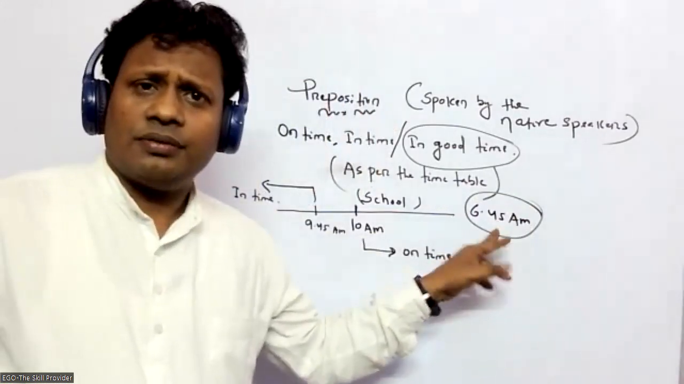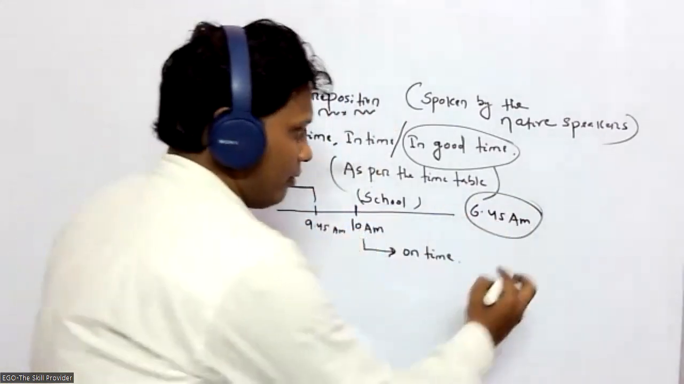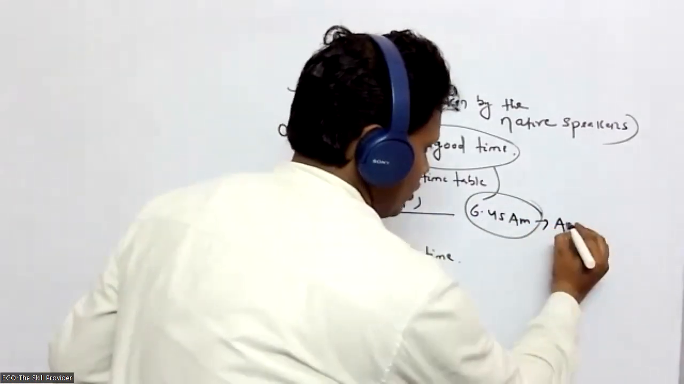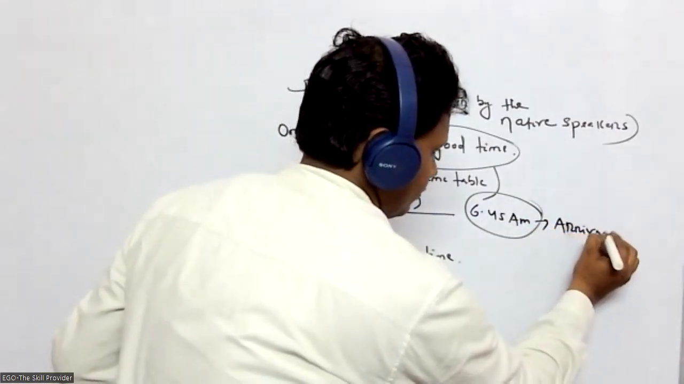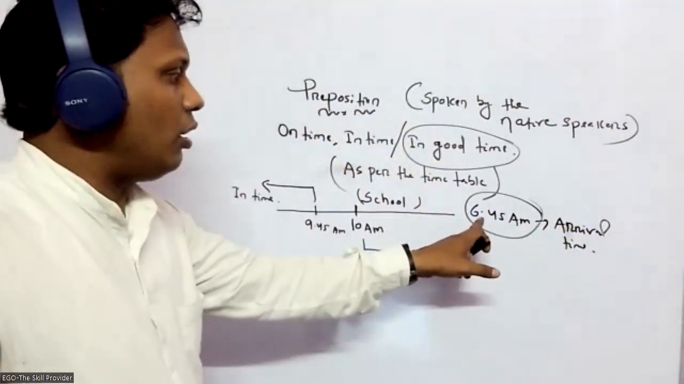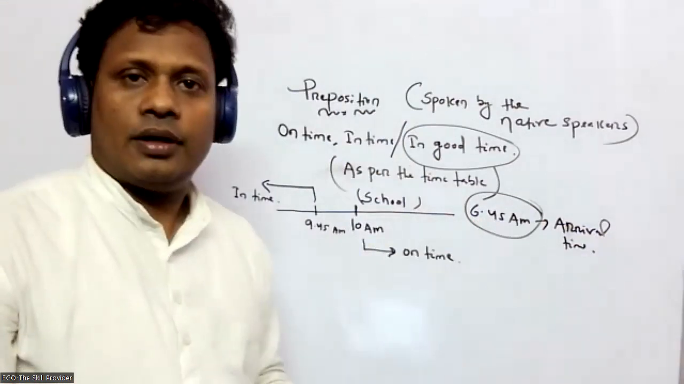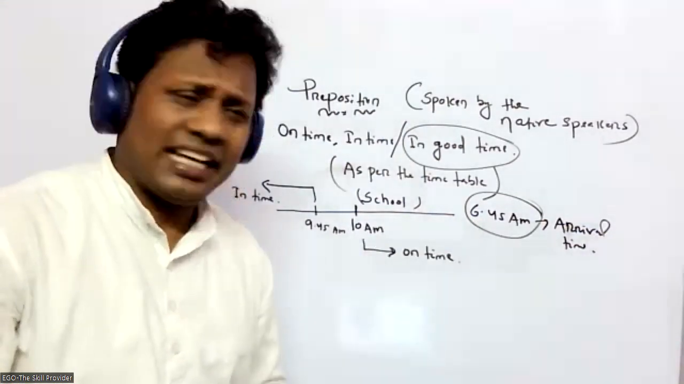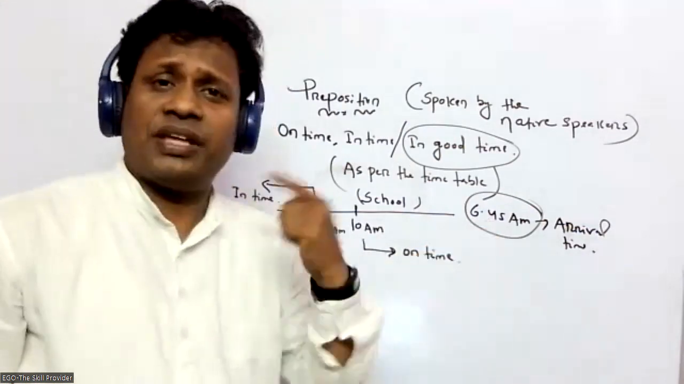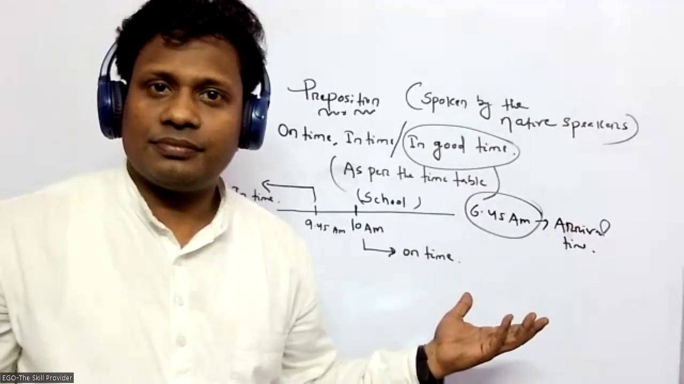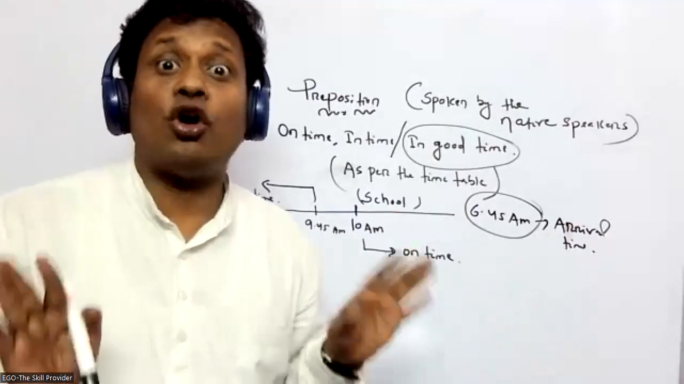This is the time. This is called arrival time of the train. So this is called 6:45. The train is supposed to come to the station, and exactly at 6:45 there is an announcement in the railway station: your train has arrived. Then you can say the train is on time.